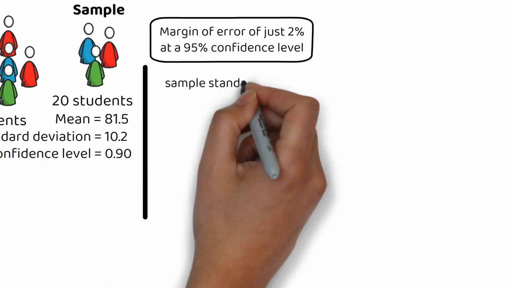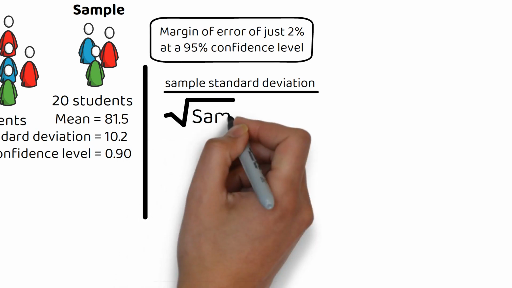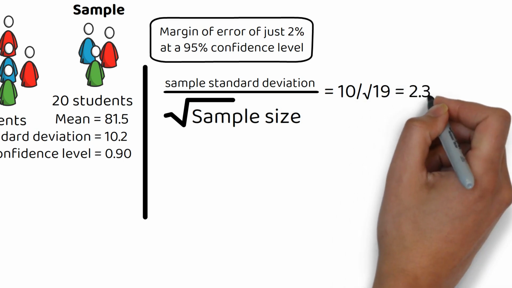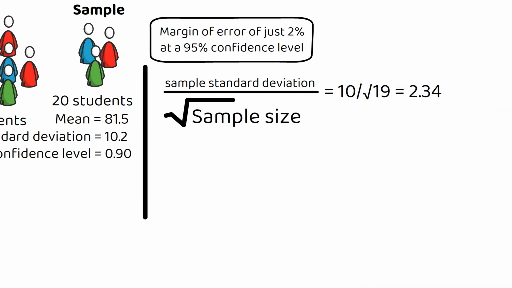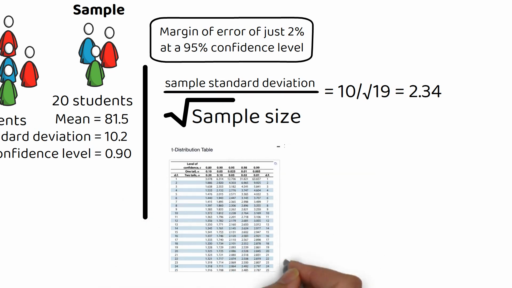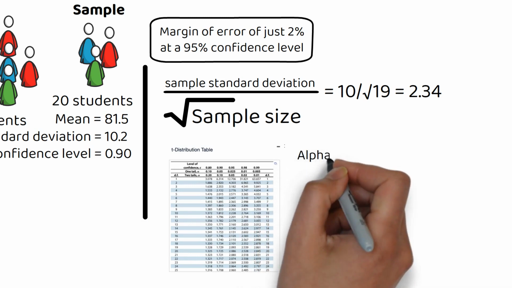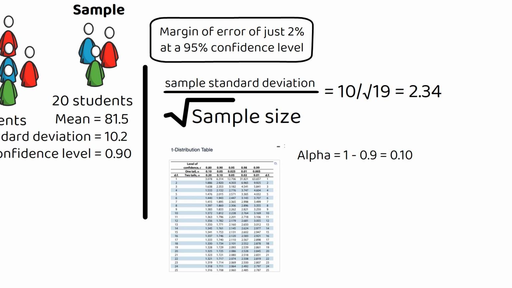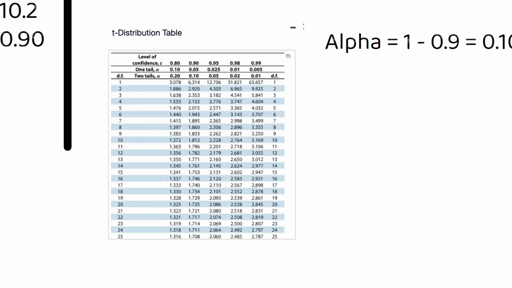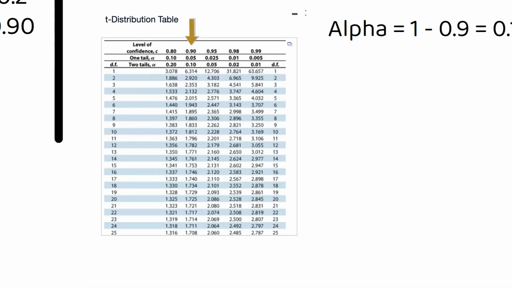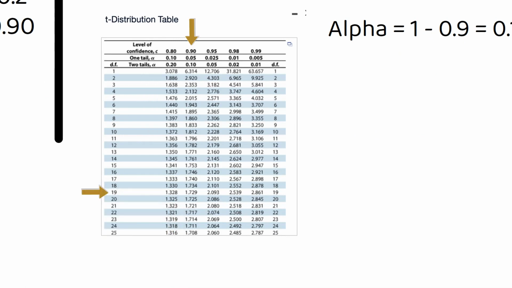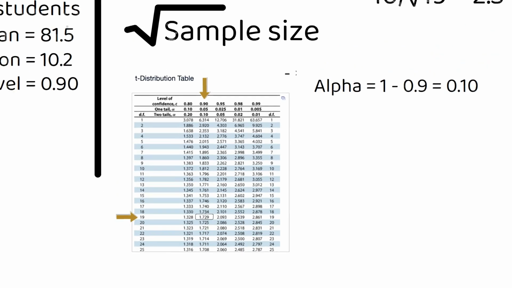First, you need to divide the sample standard deviation by the square root of the sample size. 10.2 divided by the square root of 19 is about 2.34. Next, find the t-value corresponding to the desired confidence level and degrees of freedom. For a 0.90 confidence level, the significance level, alpha, is 1 minus 0.9, which equals 0.10. Since it's a two-tailed test, the significance level for each tail is 0.05. Using a t-table and looking up a df of 19 and an alpha of 0.05, we find t equals 1.729.